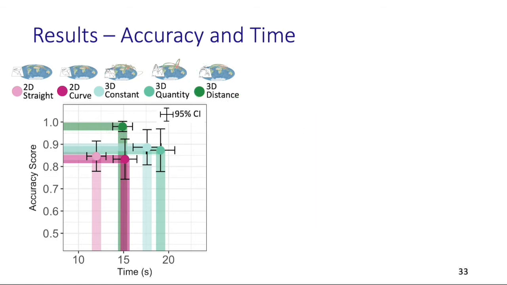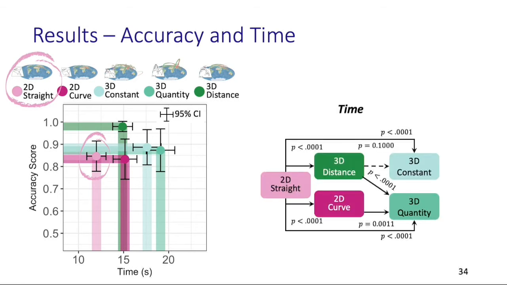Now let's look at the time. 2D straight is a clear winner in time. And then again, we run some statistical tests, and the chart here is similar to the accuracy, but here it is faster. We can say 2D straight is the fastest with statistical significance.